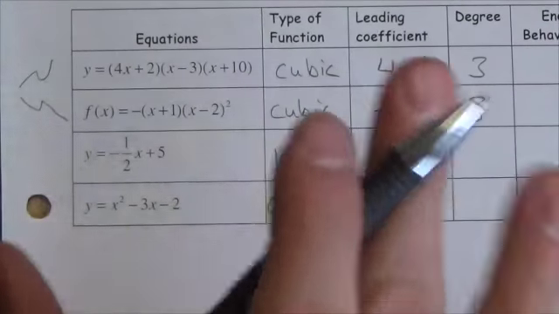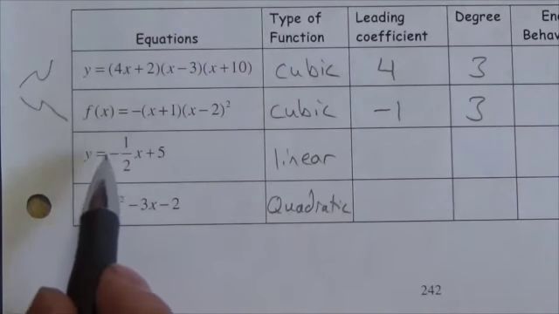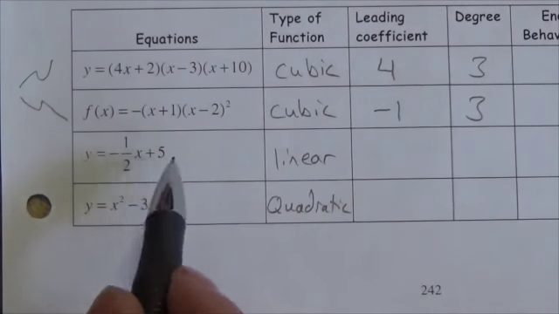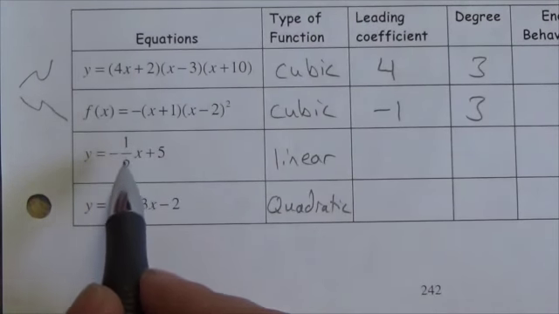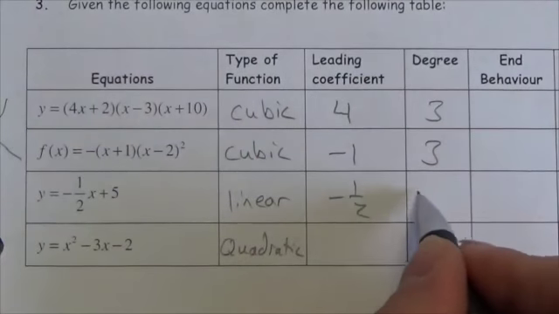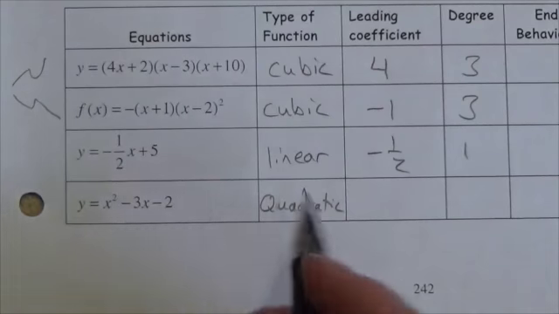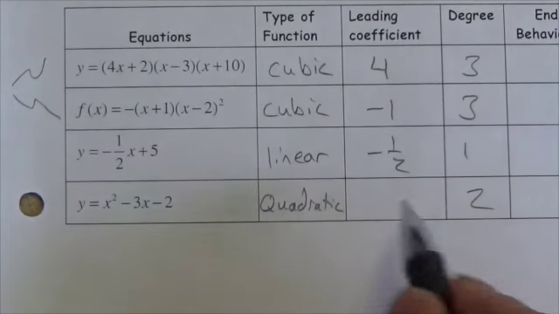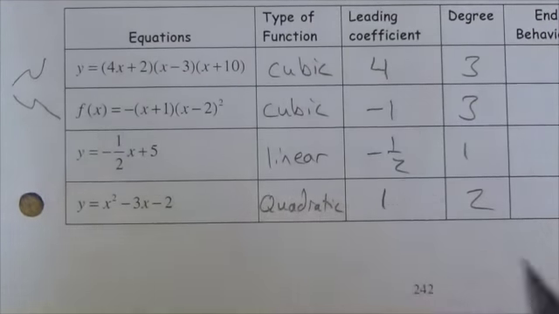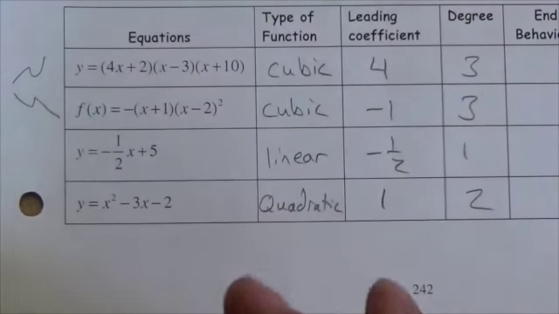These two at the bottom here, much more straightforward. There is only the one x here. It's linear. Its leading coefficient is negative 1/2, and its degree is 1. Here, the highest degree term is this x squared, so it's degree 2. And the leading coefficient is just 1. You're not seeing anything in front, so it's got to be 1.